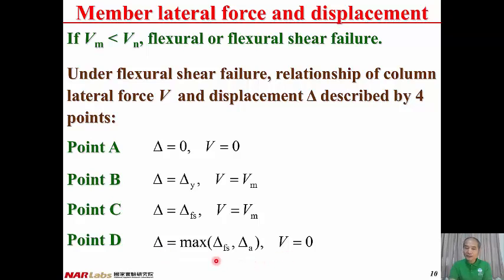Delta Fs is the lower bound of delta A, because in the force displacement relationship, the displacement is ever increasing. Therefore, delta A cannot be less than delta Fs.